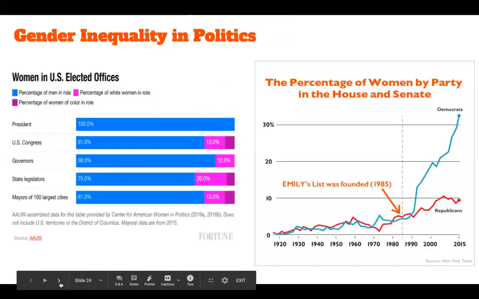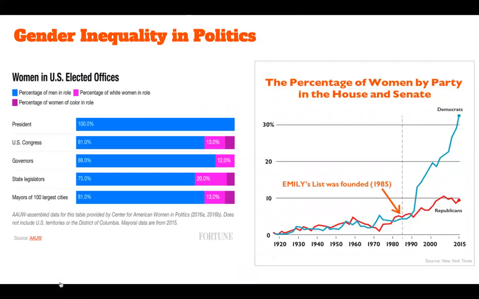And so politics is another arena where we can see some gender inequality. Obviously there has yet to be a female president. The U.S. Congress is overwhelmingly male. Governors, that's not at parity. None of this is at parity.